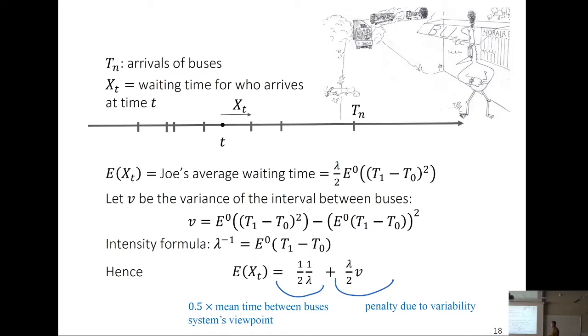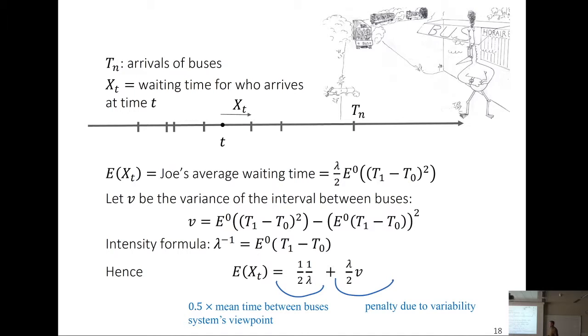The correct answer is this plus lambda over 2 times the variance. So if the variance is 0, if there is exactly a bus every 20 minutes, the answer is yes, you wait on average 10 minutes. If the variance is larger, then you will wait this plus lambda over 2 times the variance. So that's the price of variability. This explains why there's a difference in viewpoint between the inspector and the customer.